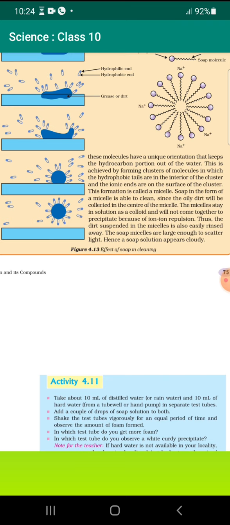This is achieved by forming clusters of molecules in which the hydrophobic tails are in the interior of the cluster and the ionic ends are on the surface of the cluster. This formation is called a micelle, with the oil dirt collected in the center of the micelle. The micelle stays in solution as a colloid and will not come together to precipitate because of ion-ion repulsion. Thus, the dirt substance in micelles is also easily rinsed away. The soap micelles are large enough to scatter light, hence the soap solution appears cloudy.